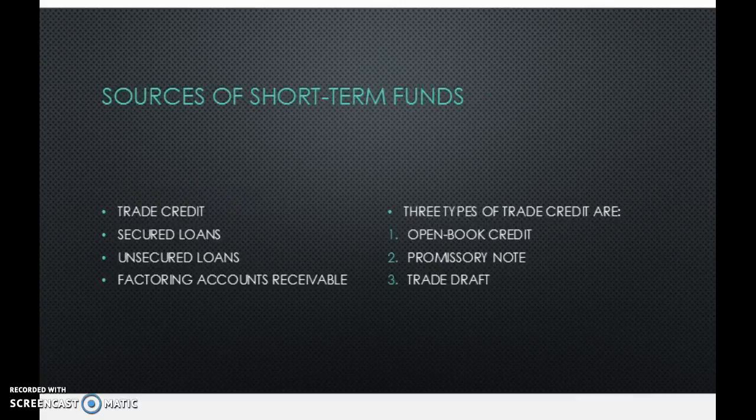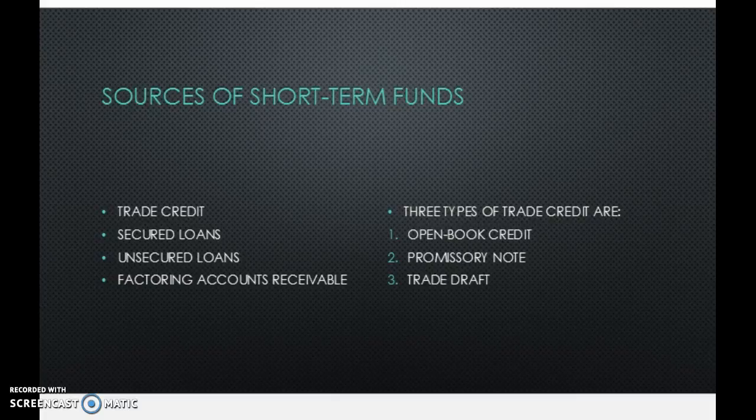Sources of short-term expenses include trade credit, secured loans, unsecured loans, and factoring accounts receivable. Trade credit is when a company buys products or supplies on credit from its suppliers and postpones payment. There are 3 types of trade credit.